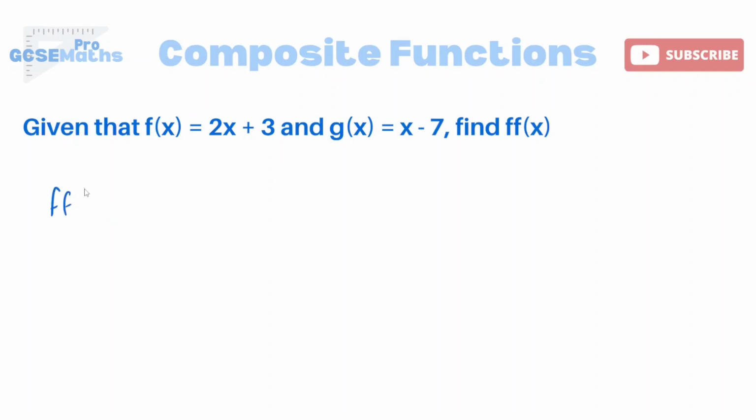So f of x is equal to, obviously the main structure is the 2 and the x, which I'm going to replace, plus 3, which is the main structure, isn't it? And then I'm substituting it into itself. So where it says x, I'm going to replace it with another lot of itself.